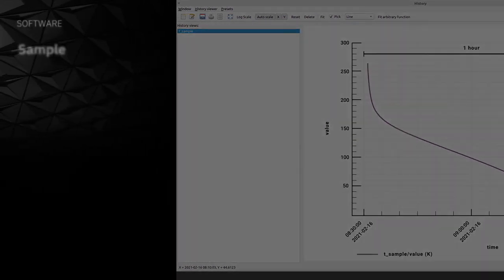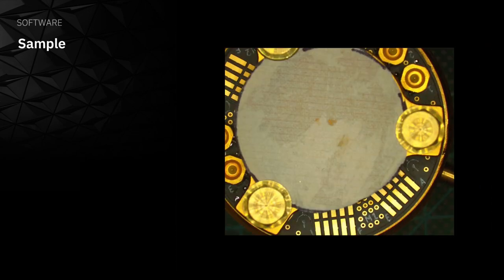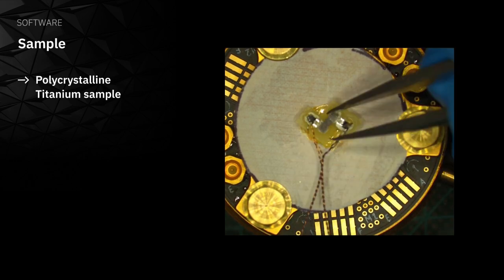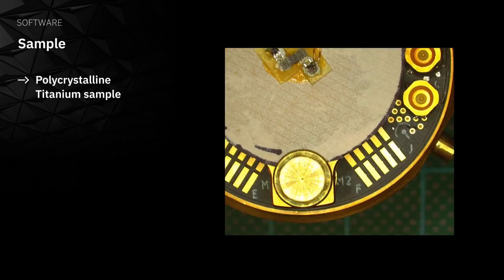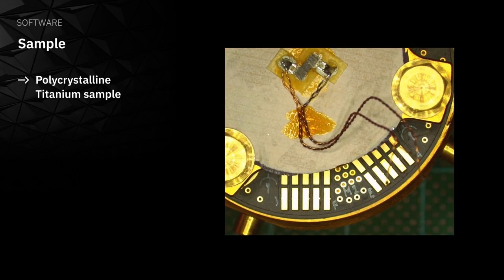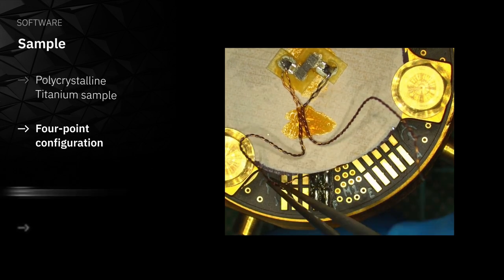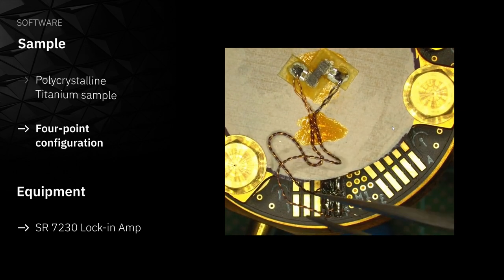Now, we would like to demonstrate the measurement of the superconducting properties of a polycrystalline titanium sample, which is supposed to undergo a superconducting transition below about 500 mK. For the purpose of our measurement, we have mounted the sample on the sample puck and contacted it in a 4-point configuration. We use a Signal Recovery 7230 lock-in amplifier to measure the resistivity of our sample.